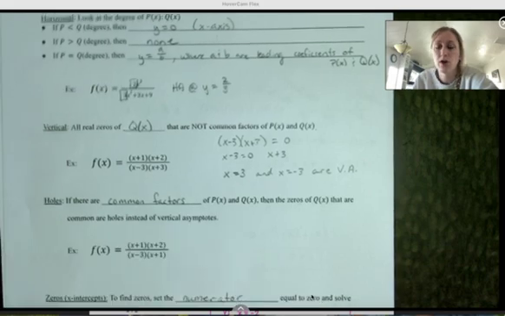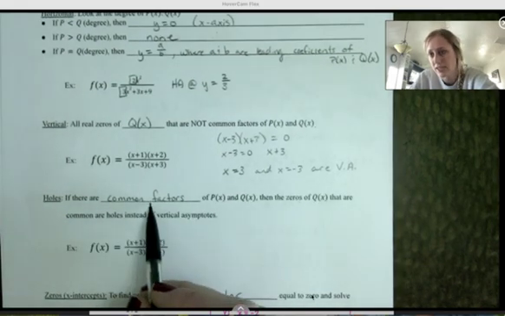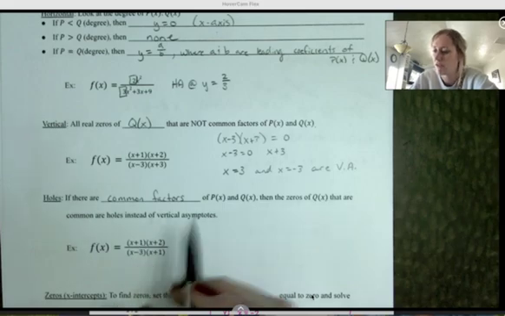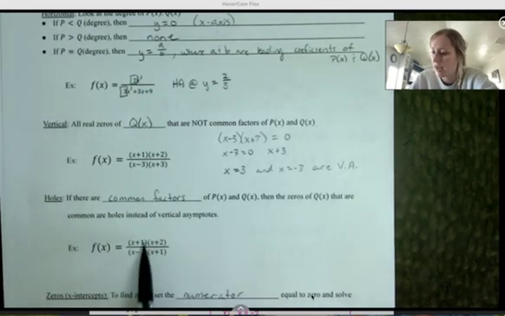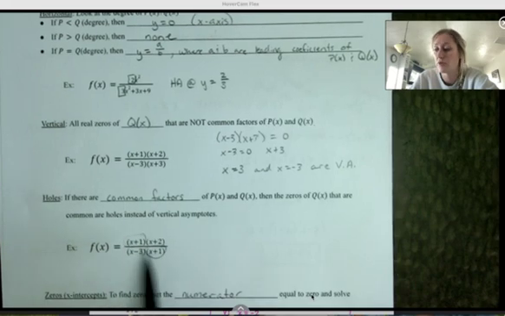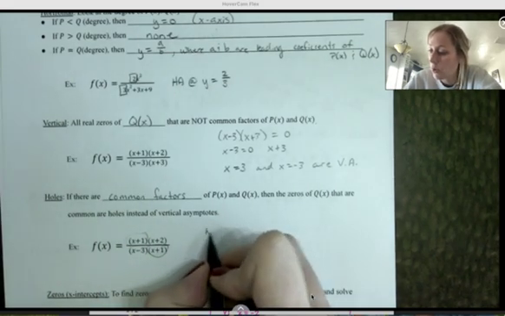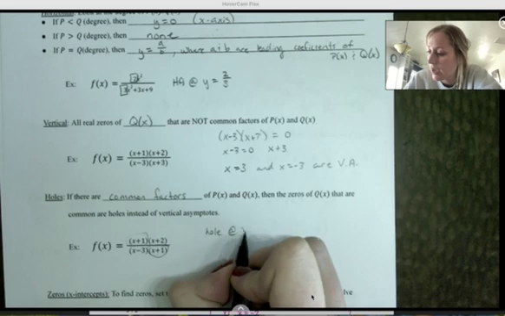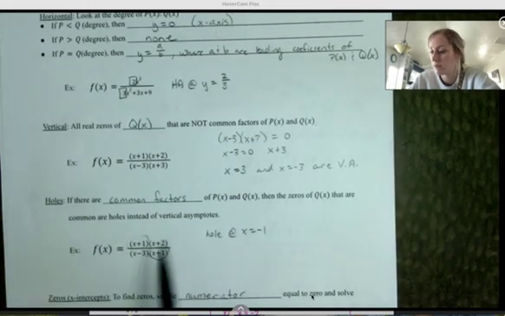Okay, we can also have something called a hole, and this happens anytime I have common factors in the numerator and denominator. So for example, here you can see we have an x plus 1 in the numerator and an x plus 1 in the denominator. So what value makes that equal to 0, since it's in the denominator, would be -1. So I have a hole at x equals -1. Okay, we still have a vertical asymptote for this one.